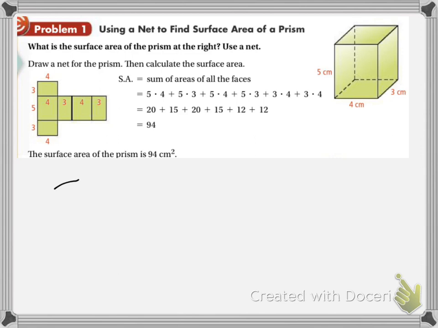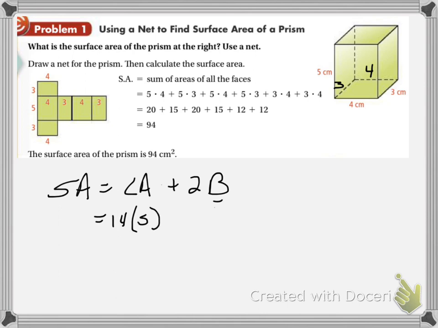But if we're talking about surface area being lateral area plus 2 times the area of the base, that's what the capital B stands for. Remember, lateral area is perimeter of the base times the height. So if I look at the perimeter, it's 4, 4, 3, and 3, which gives me 14 times my height, which is 5, plus 2 times the area of the base, which is just 3 times 4. And as you can see, this leads me to 94 once you punch it in your calculator.